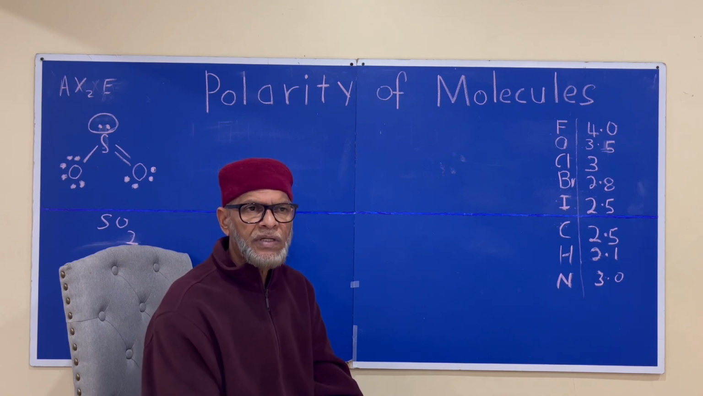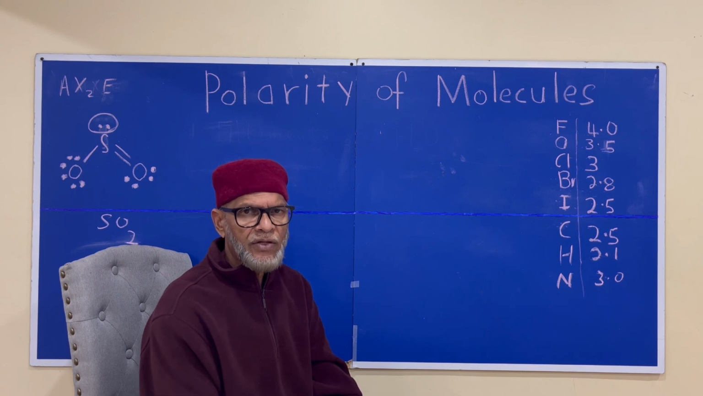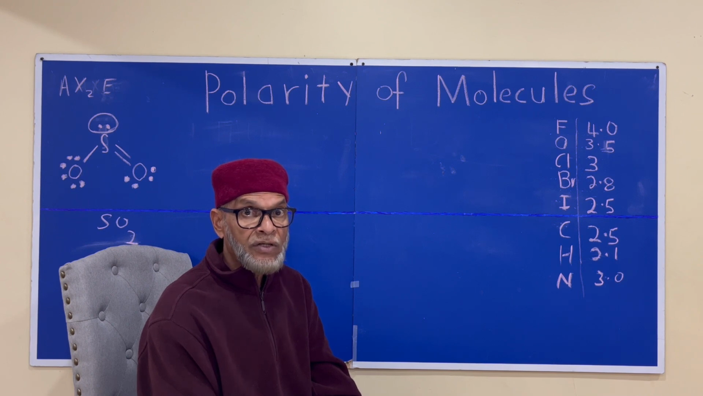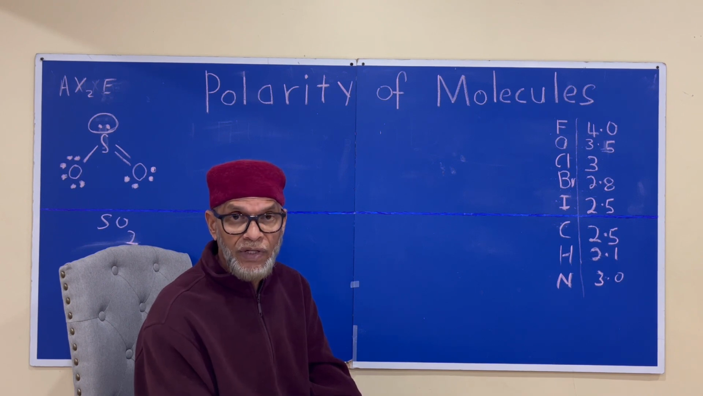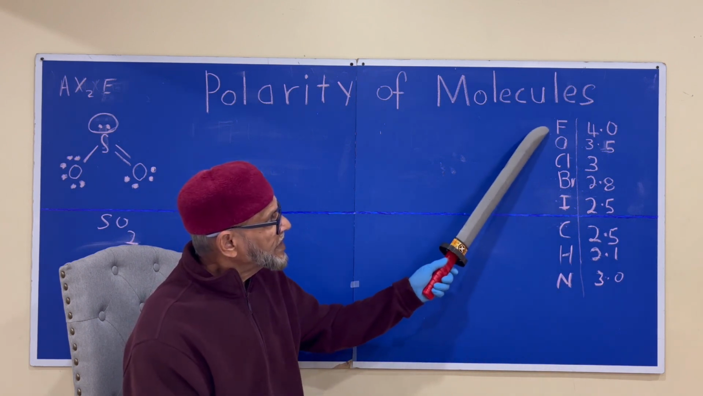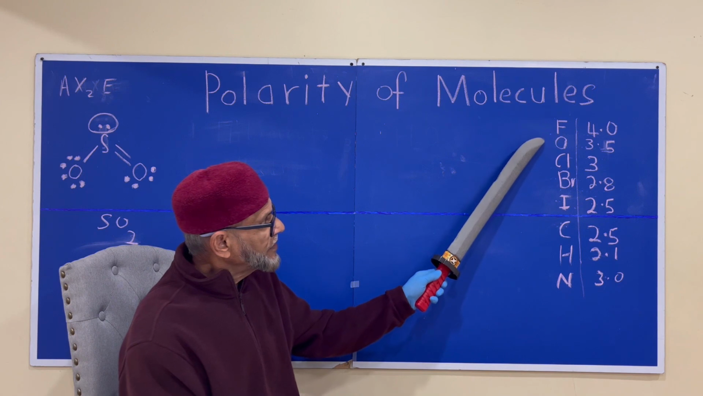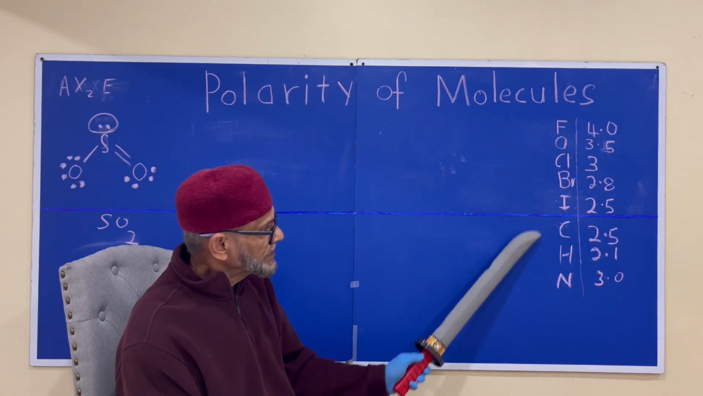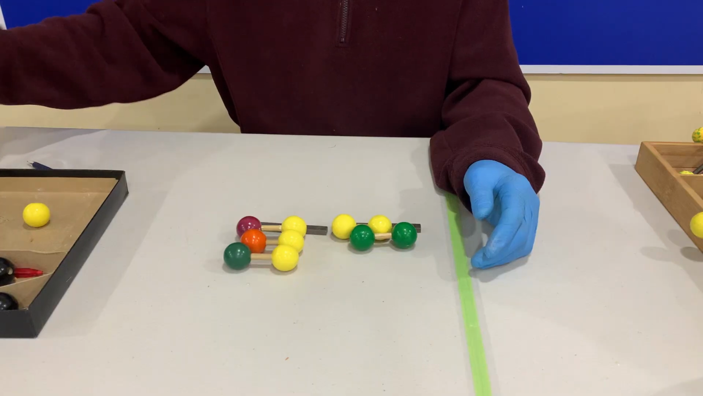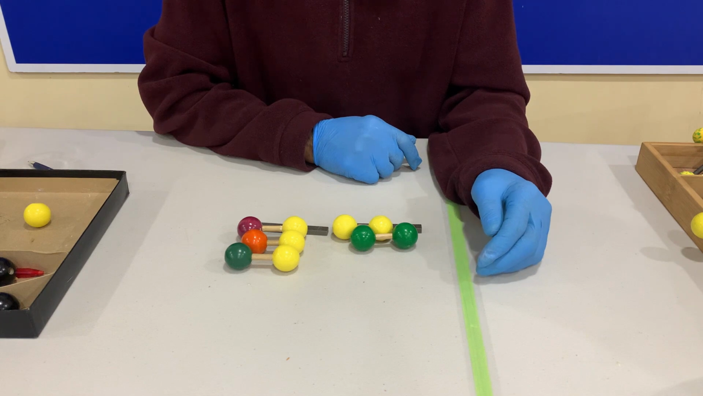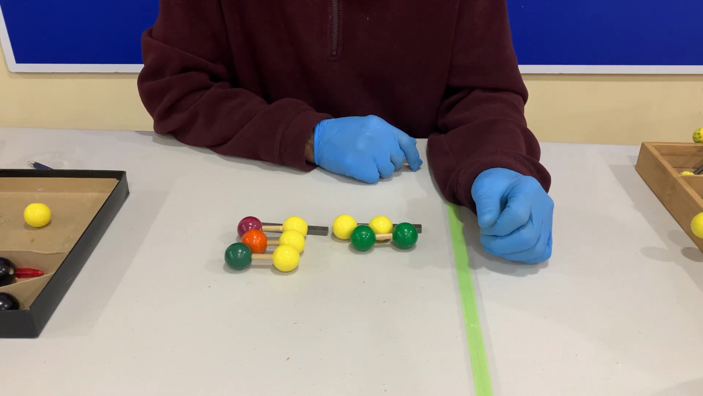To know whether or not a bond is polar, we need to know there is a difference of electronegativity of more than 0.4 between the two bonded atoms. This table here shows the electronegativity values that are ascribed to these different elements here. We will now use the models of a few molecules to illustrate how their polarities can be determined.